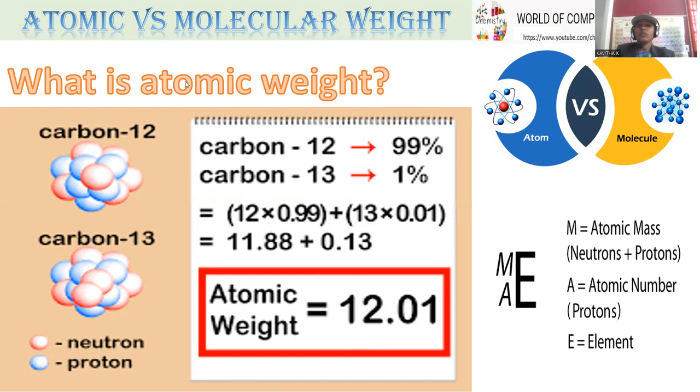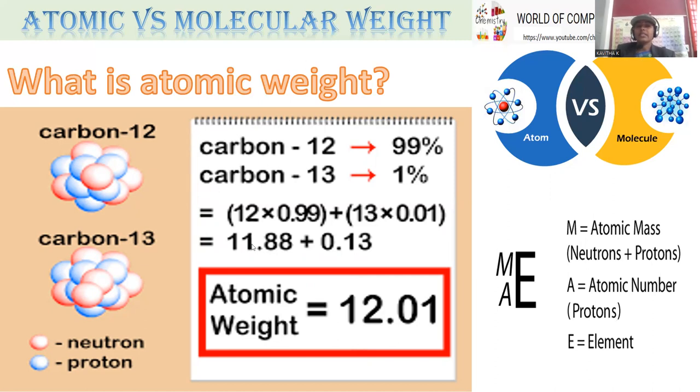Now let us see how we can calculate the average atomic weight for this entire compound. In order to calculate the atomic weight of any element having different isotopes, the formula is its mass times its percentage of abundance, plus the second isotope mass times its percentage of abundance. That means the mass of carbon-12 is 12 times the percentage abundance, 99 by 100, which becomes 0.99, plus. What is the second isotope? Carbon-13, whose mass is 13 times its abundance, 1%. 1 by 100 becomes 0.01.